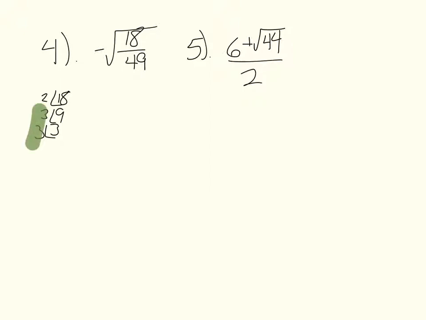The pair of 3's I get to take out. What stays underneath? The 2 stays underneath. And we're going to leave it negative on top. What's the square root of 49 on the bottom? 7. So your answer for number 4, you should get negative 3 square root 2 over 7.